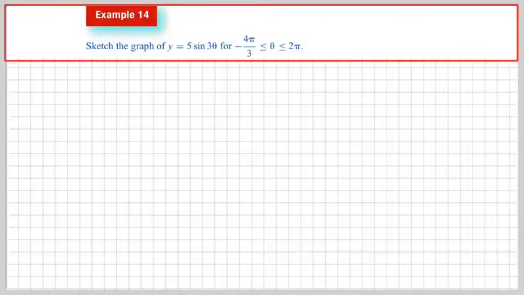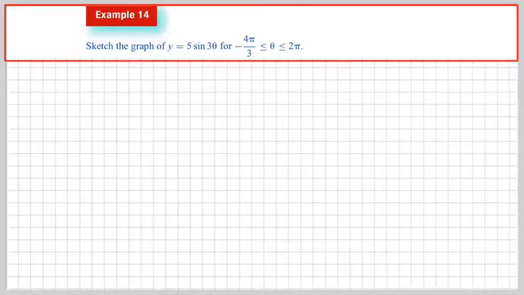Very good. Now, what do we got to do here? We've got to sketch the graph of y equals 5 sine 3 theta, where theta goes from minus 4 pi on 3 up to and including 2 pi. My oh my. Now I'm going to do this in terms of a traditional way of looking at transformations.